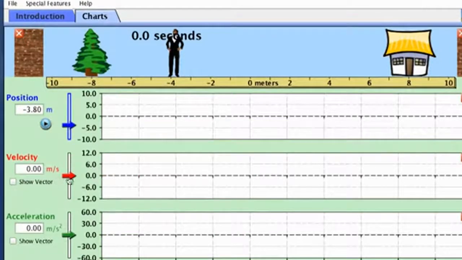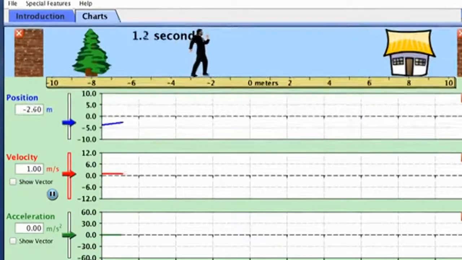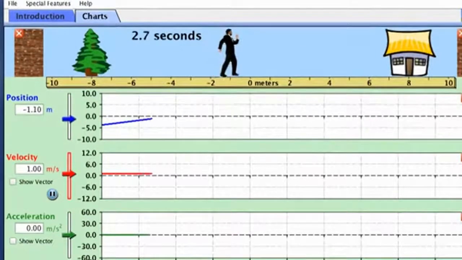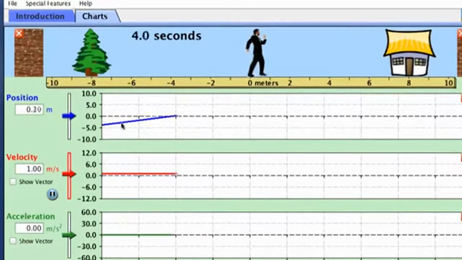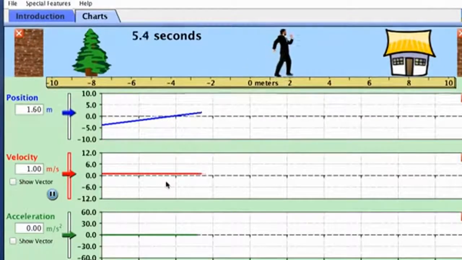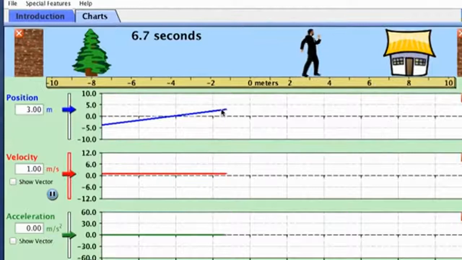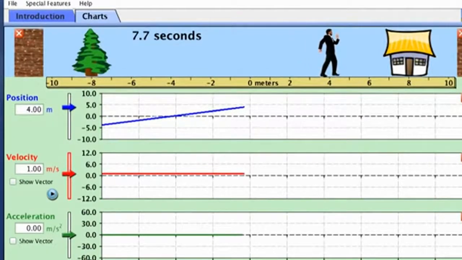Let's give him a little velocity. Let's make it a velocity in the positive direction. Let's try about 1. So what happens? He starts moving. Our position graph changes with a positive slope. So we now have our position graph changing because he's moving away from where he started in the positive direction.